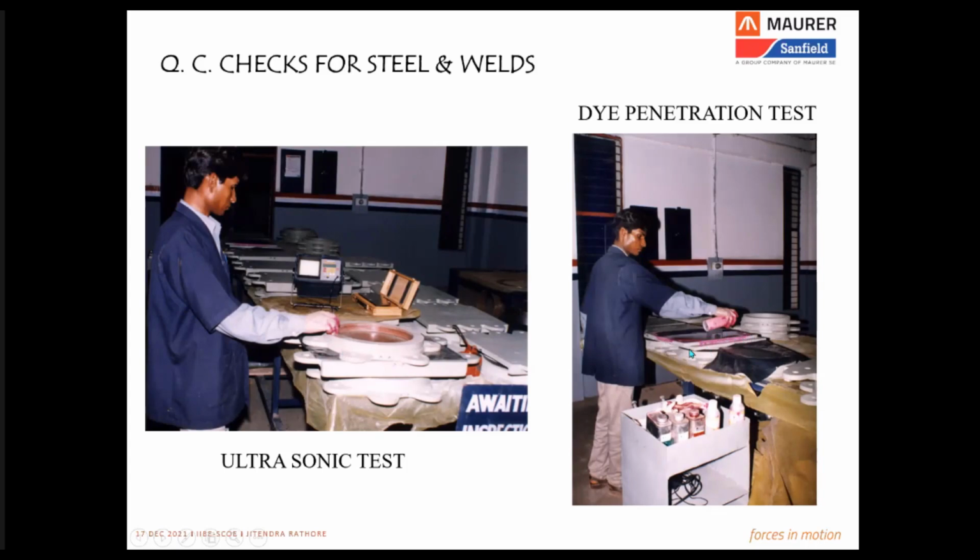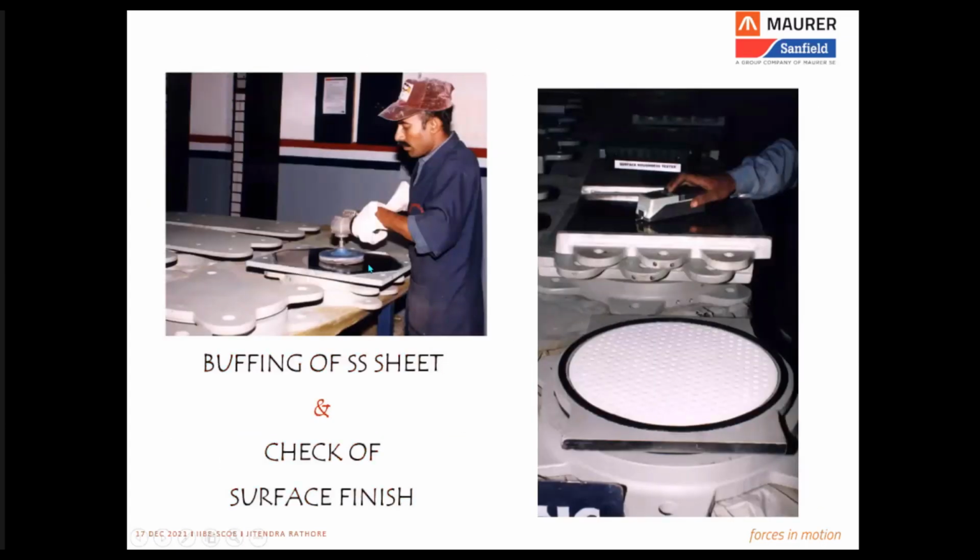Then the welds are to be checked for their integrity by the dye penetration test. The finish of the stainless steel also has to be checked, because we discussed this already. When this stainless steel sheet slides against this material, it has to deliver the lowest value of friction for two reasons. First, the lower the friction, the less resistance it offers in the structure and no stresses get created in the structure.